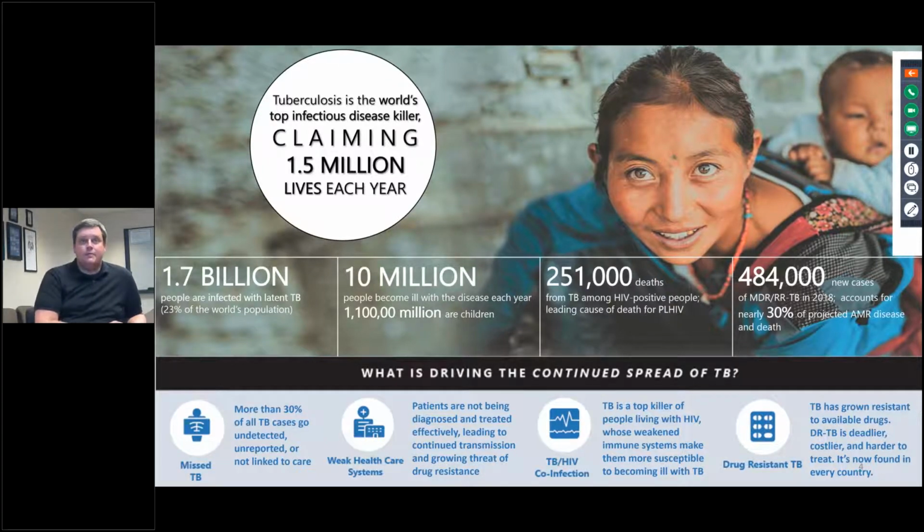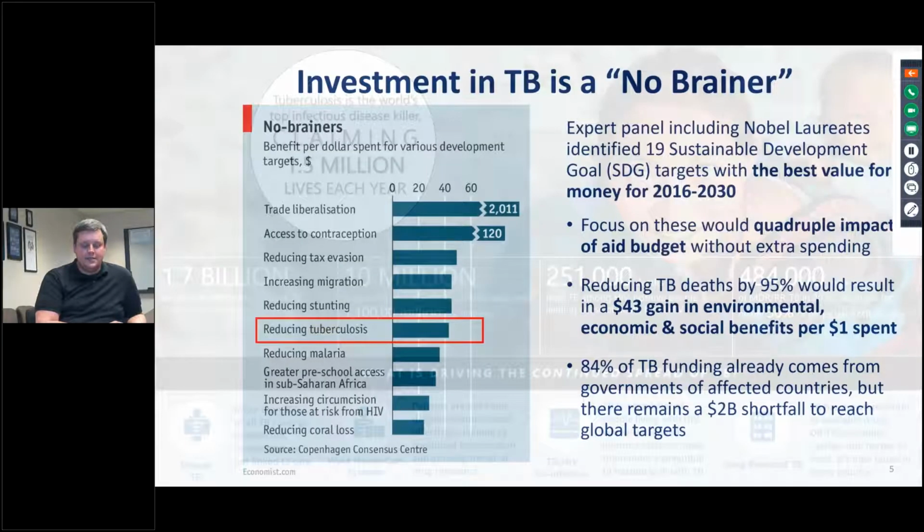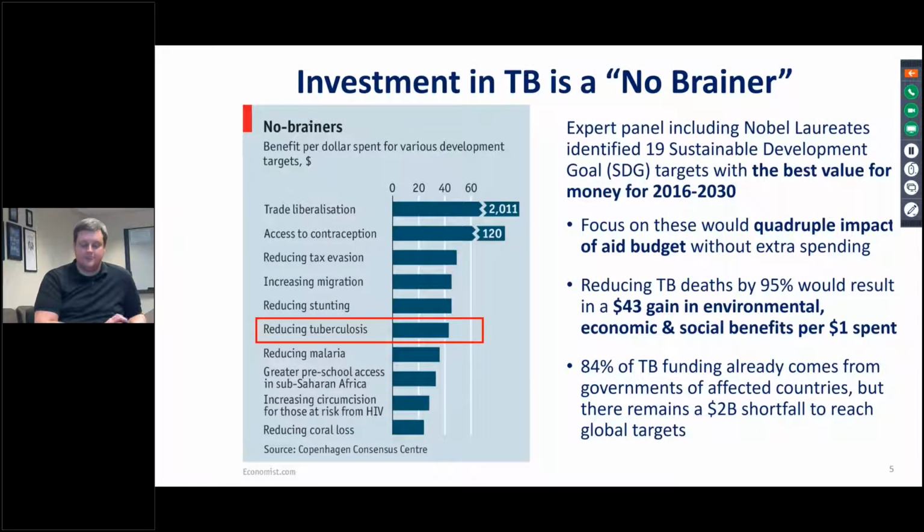Given the devastating effects of TB on the individual and society, reducing TB, a curable disease, is named as one of the no-brainers in terms of benefit per dollar spent by the Copenhagen Consensus Center in 2015. Efforts to end TB are one of the best investments for improving global health and economic development. Inaction is more costly than ever, and a failure to act now could hamper global economic growth and stability and undo the progress that has been made against this epidemic. Reducing TB deaths by 95% is a global development best buy, with a $43 gain for every dollar spent.